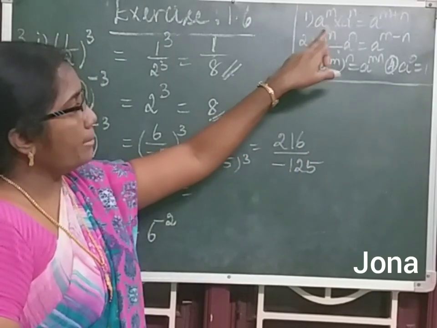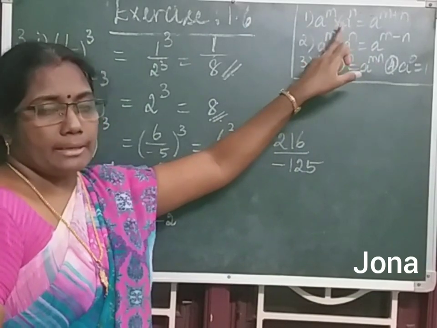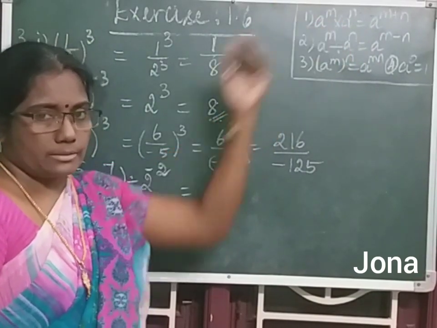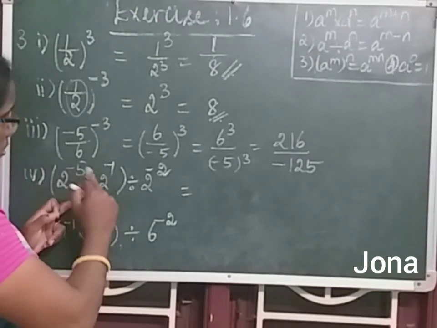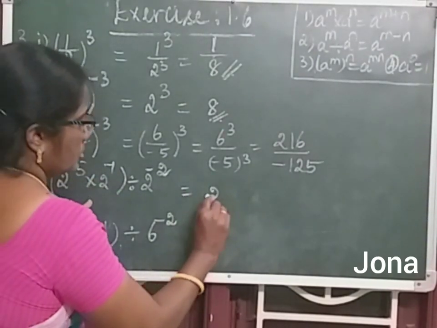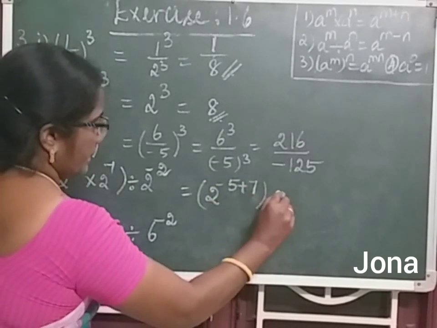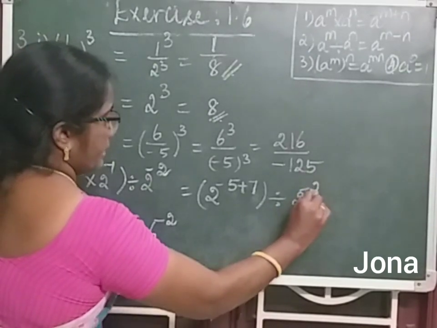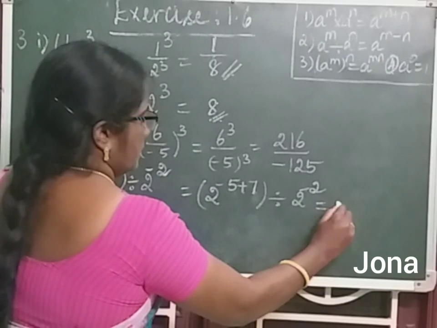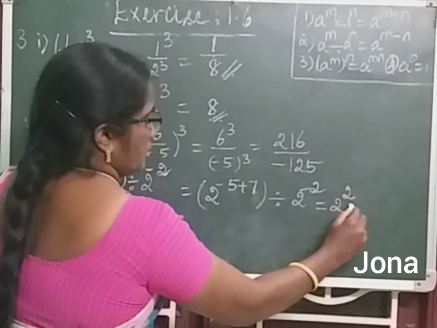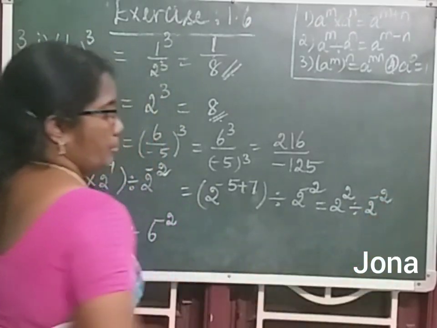That means a power m into a power n equal to a power m plus n. If the bases are same in multiplication, add the powers. Here bases are same in multiplication, so I want to add the powers. So 2 power minus 5 plus 7 divided by 2 power minus 2. Minus 5 plus 7 is nothing but 2, so 2 power 2 divided by 2 power minus 2.